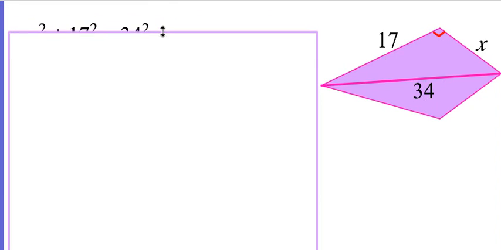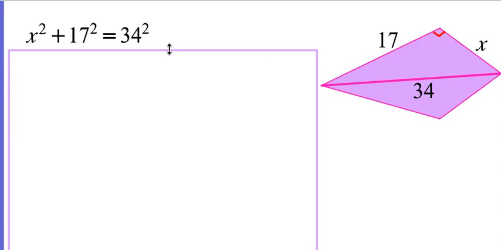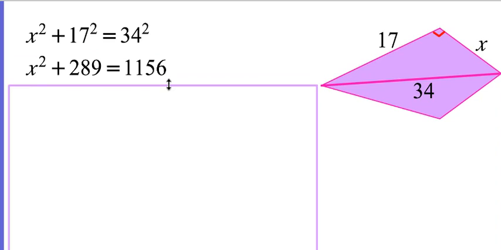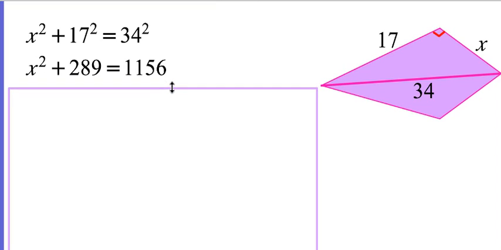So let's set this up. x squared plus 17 squared is equal to 34 squared. Okay, 17 squared is 289. 34 squared is 1156. Okay, and these you can just do in the calculator. I don't expect you to memorize 34 times 34, or you can always do it on a piece of paper.